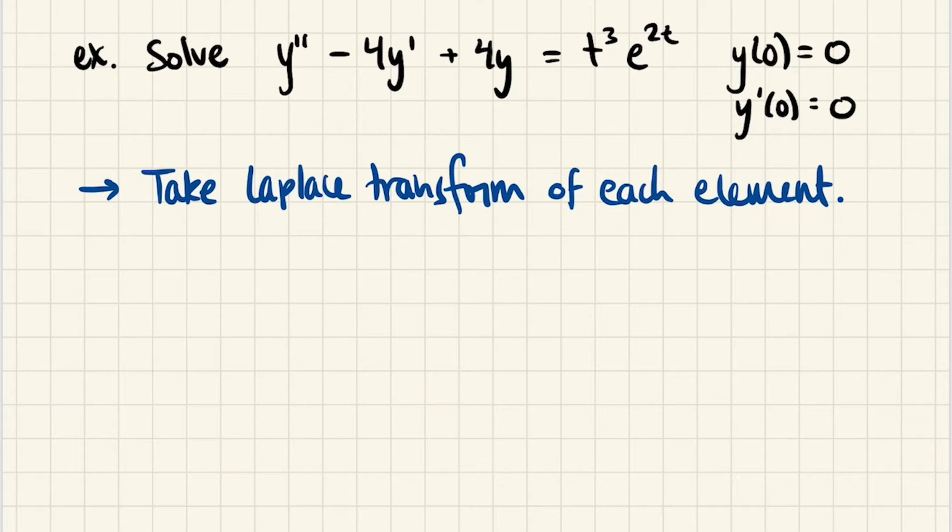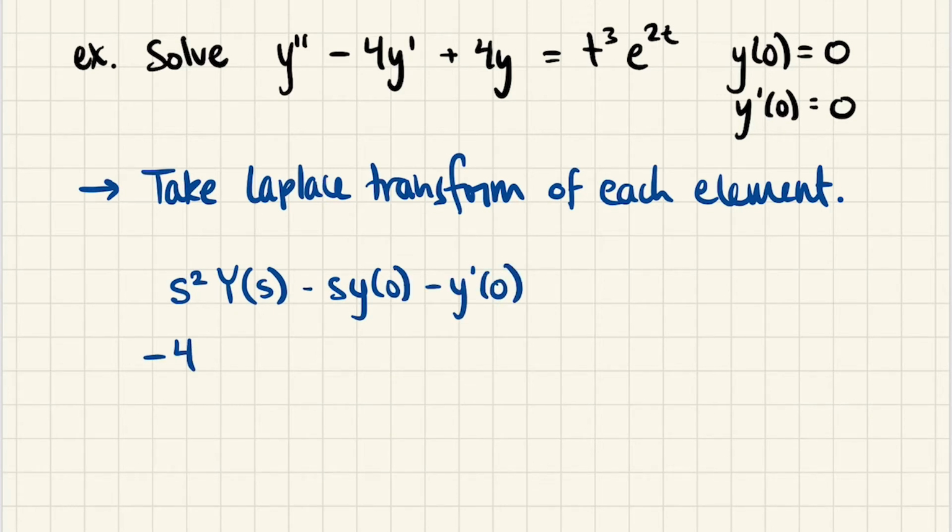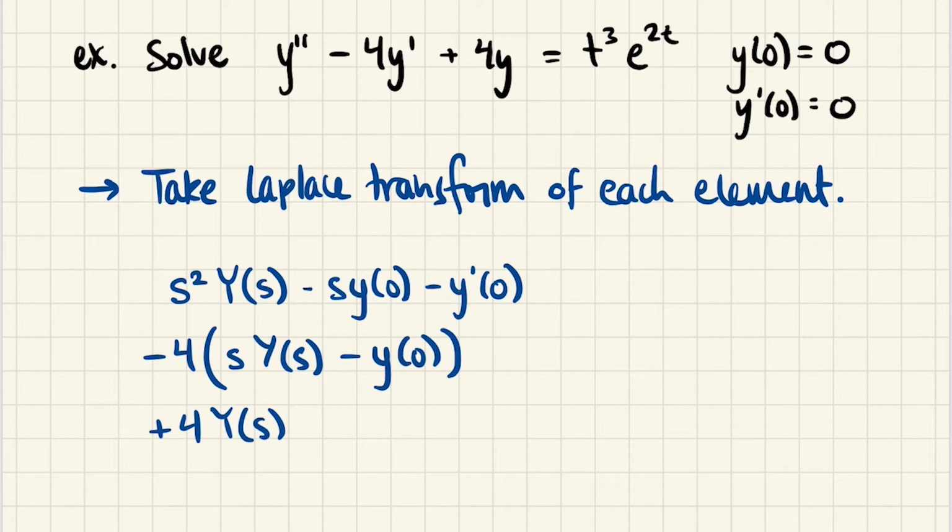So the Laplace transform of y double prime, we know that that's s squared times capital Y of s minus s times y of 0 minus y prime of 0. And the Laplace transform of y prime is s capital Y of s minus y of 0. And the Laplace transform of y, of course, is just capital Y of s. And this is equal to the Laplace transform of t cubed e to the 2t.